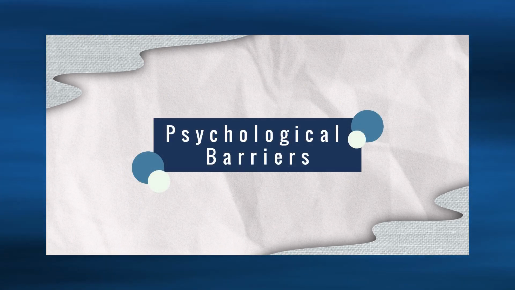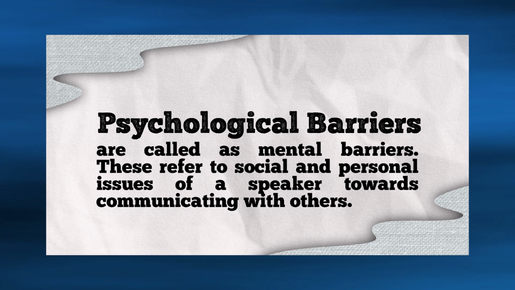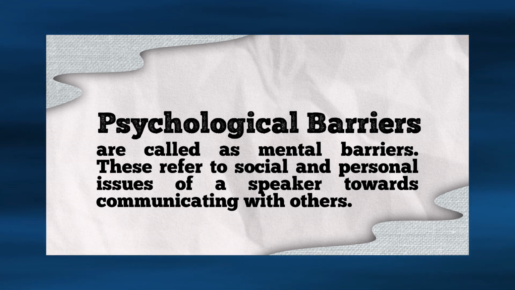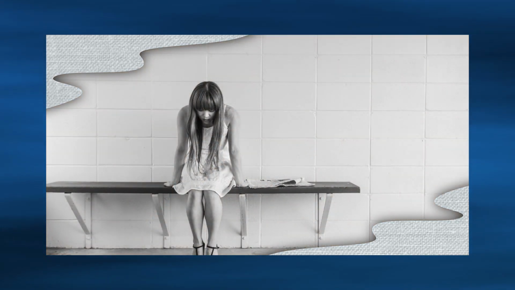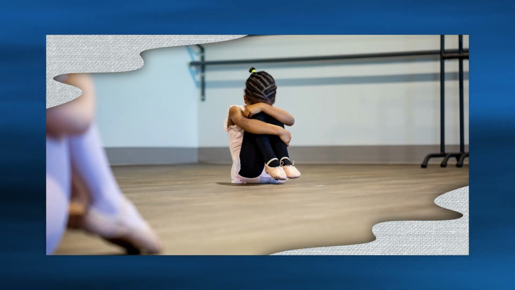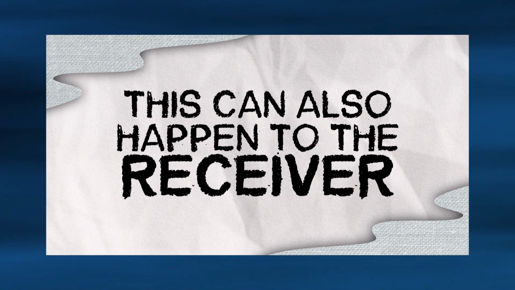Let's now have psychological barriers. Psychological barriers are called mental barriers. These refer to social and personal issues of a speaker towards communicating with others. Examples: trauma, shyness, lack of confidence, depression, fear, stage fright. In our module class, it specified speaker only, but this can also happen to the receiver. Take a look at the sample.